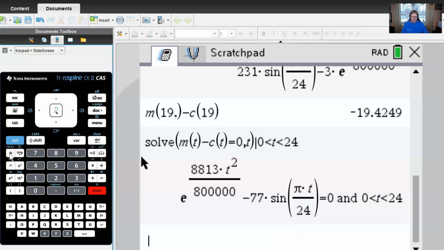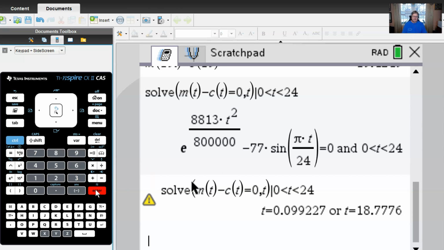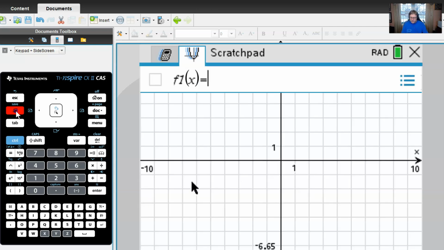And we end up getting a pretty nasty answer here. So if I hit Control Enter, maybe I'll get a little bit cleaner answer. And I certainly do. I have 2 times, at 0.099 hours and at 18.777 or 778 hours.